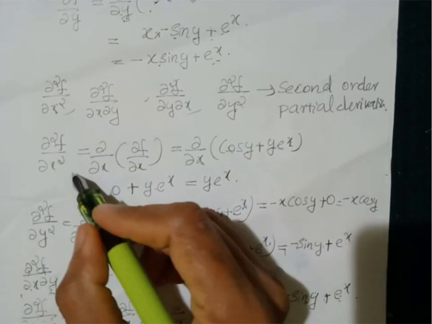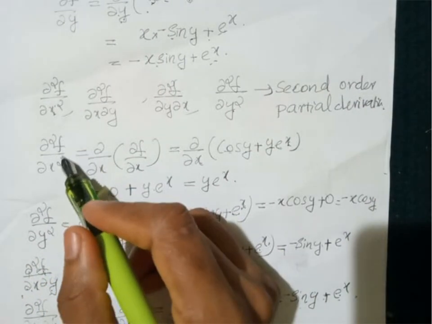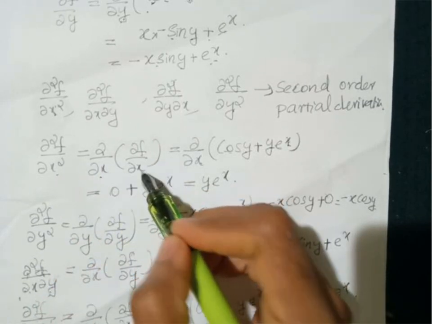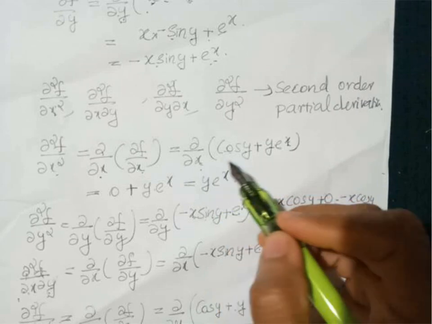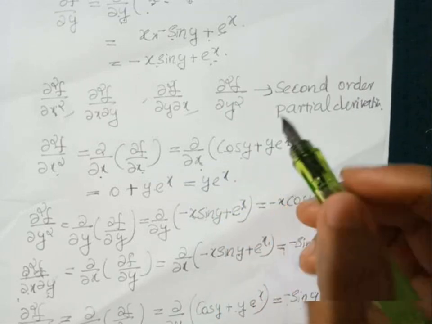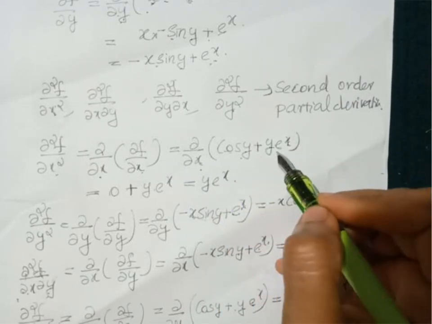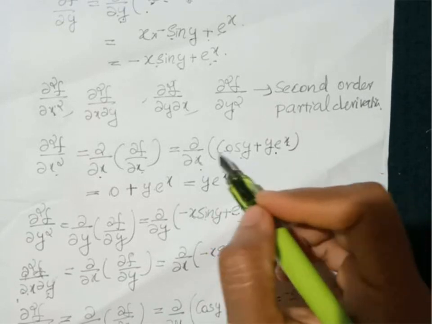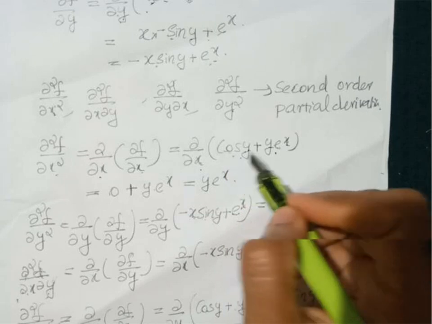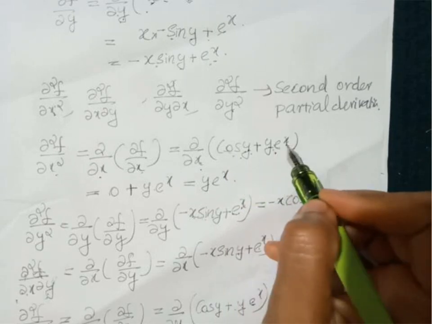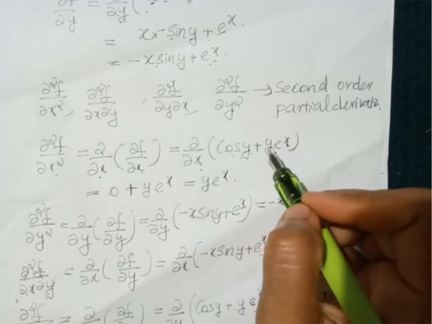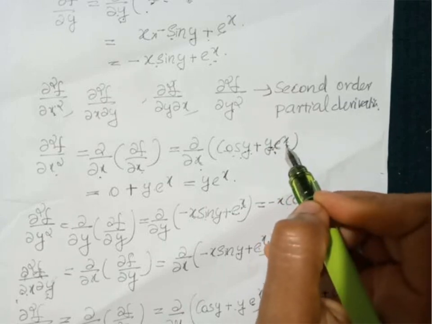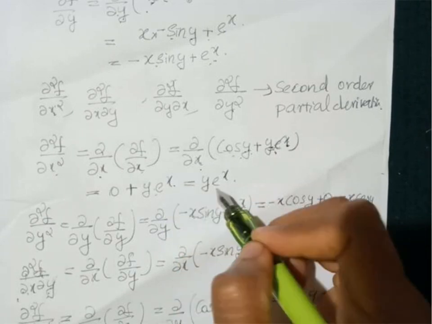How to calculate dou square f by dou x square? That is dou by dou x of dou f by dou x. We know that is cos y plus y e raised to x. The derivative of cos y with respect to x is 0. In the derivative of y e raised to x with respect to x, y is constant and the derivative of e raised to x is e raised to x. So the answer is y e raised to x.